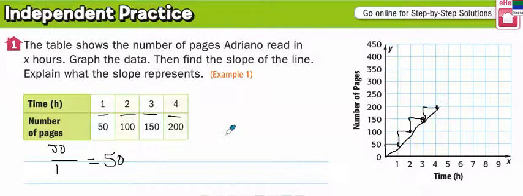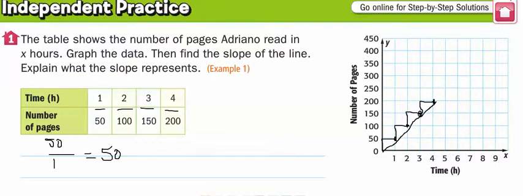Now the second part of the problem says explain what the slope represents. So the slope represents that for every 1 hour we read 50 pages, or for every 50 pages we spent an hour reading.